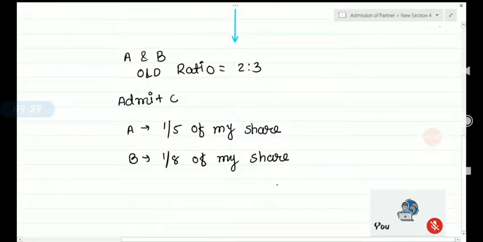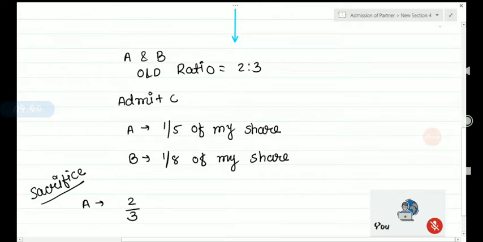I said, okay, no problem. If you want to confuse us, we don't have any problem. Let's calculate sacrifice. Sacrifice of A will be 2/3 into 1/5. See, what A has said? A has said, I will sacrifice 1/5 of my share.